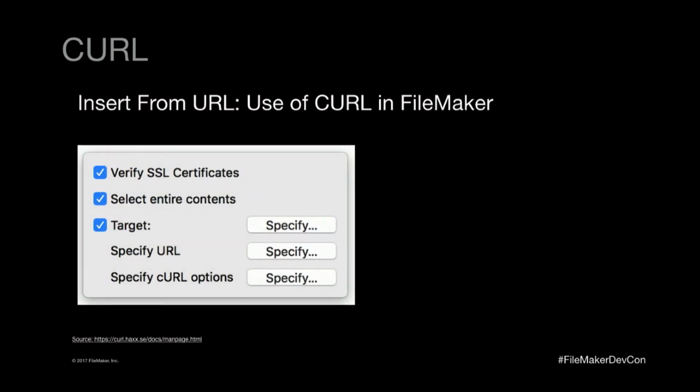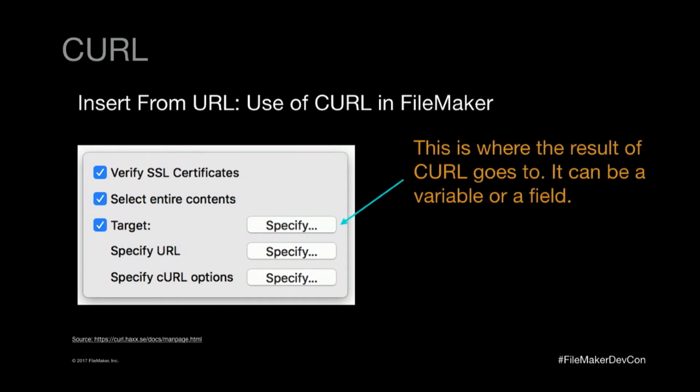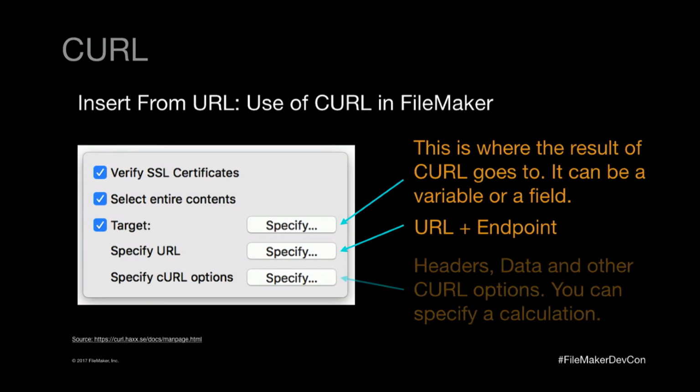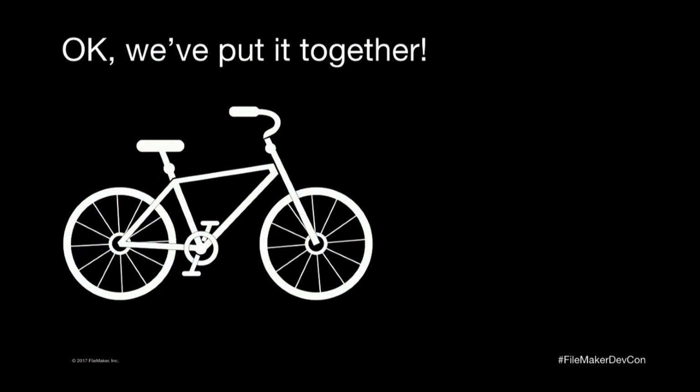Now, how it works in FileMaker. In FileMaker, we have a script step called Insert from URL, and it is for using curl in FileMaker. In the target, we put the result of the URL. It can be put in a field or in a variable. Then we put the URL plus the endpoint, and finally the parameters or the curl options. Okay, I put it together.